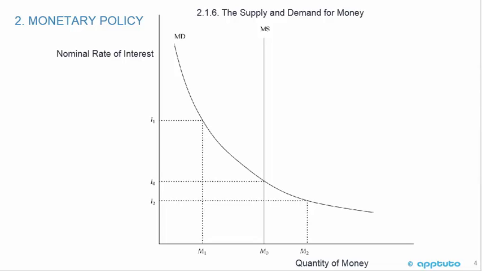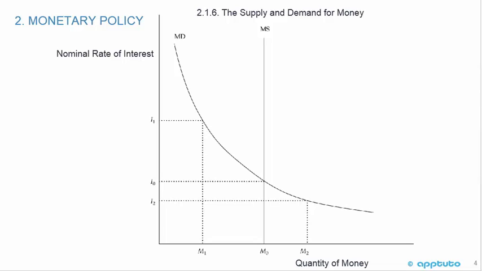The supply curve, MS, is vertical because we assume that there is a fixed nominal amount of money circulating at any one time. The demand curve, MD, is downward sloping because as interest rates rise, the speculative demand for money falls. The supply and demand for money are both satisfied at an equilibrium interest rate of I0. I0 is the rate of interest at which no excess money balances exist.